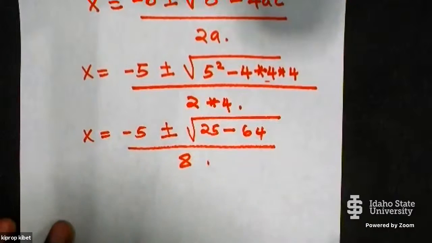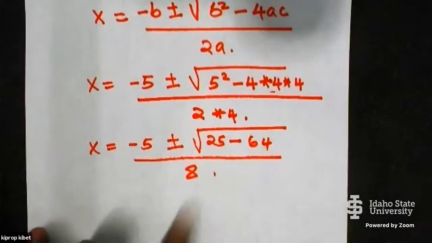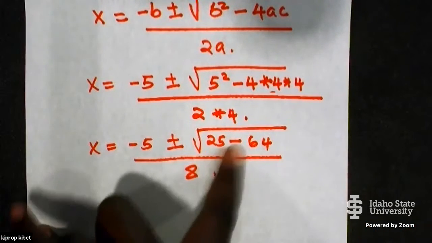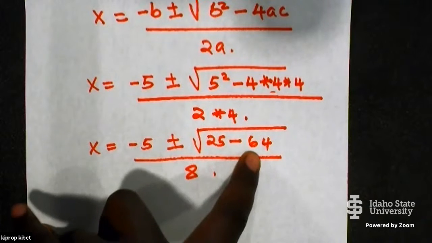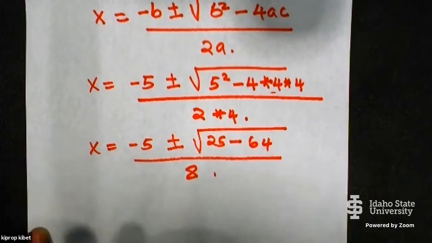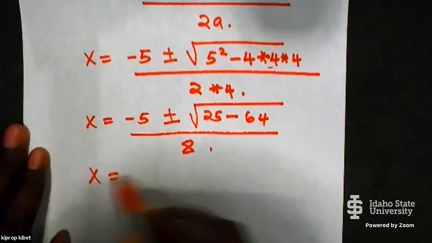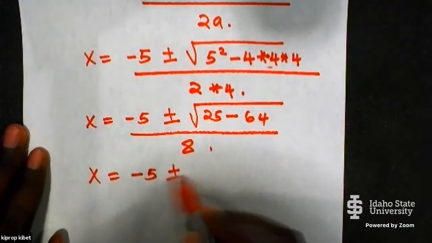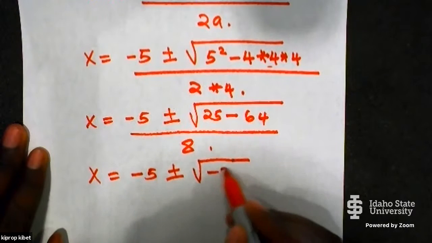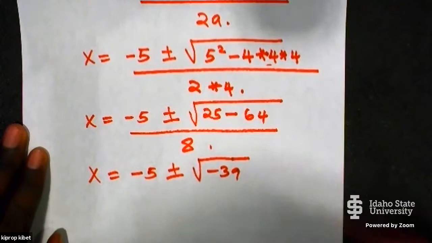So now let's simplify. 25 minus 64 is minus 39. So x equals minus 5 plus or minus the square root of minus what? 39, right?